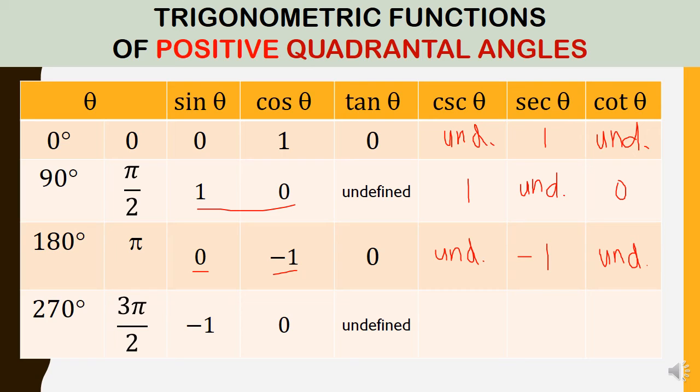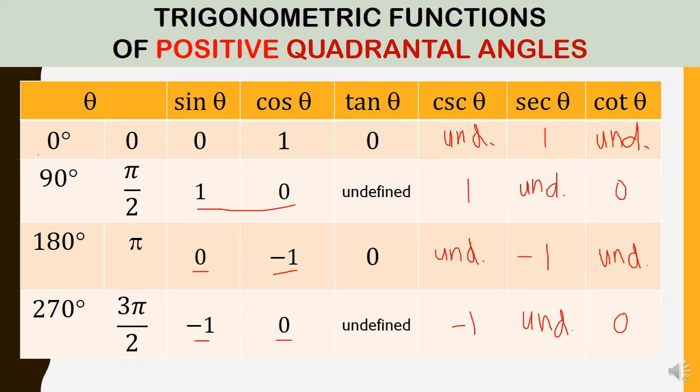Okay? And now for this last row, cosecant, the reciprocal of sine, that's negative 1. Secant, reciprocal of cosine, reciprocal of 0 is undefined. Ayun na yung second undefined natin. And then lastly, cotangent is cosine over sine. So, 0 over negative 1 will be what? 0. Ayun. So, that is to complete our 6 trigonometric functions for the positive quadrantal angles.